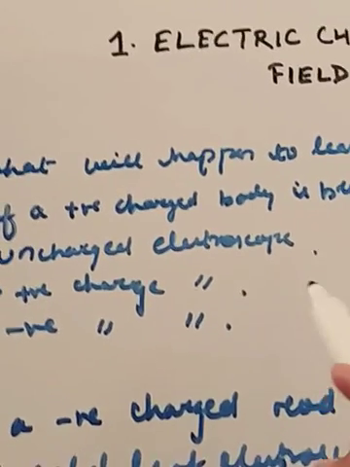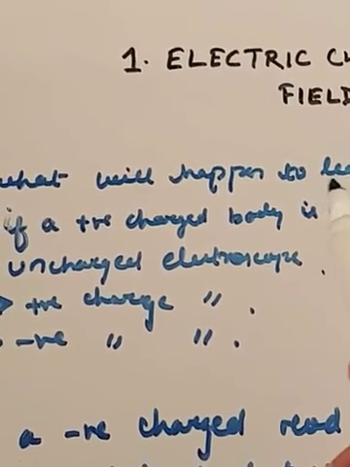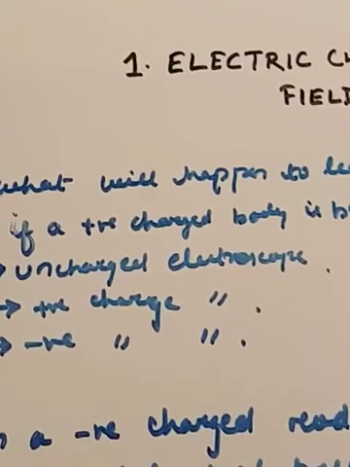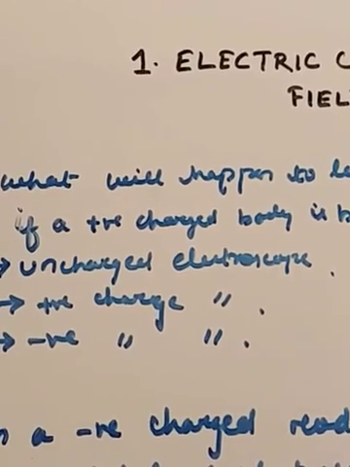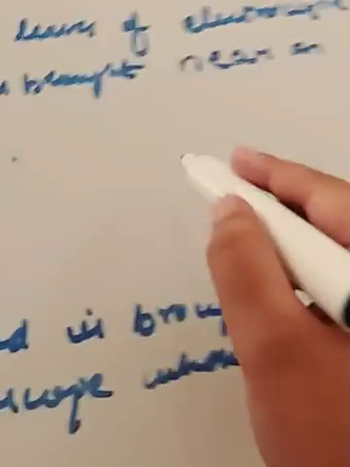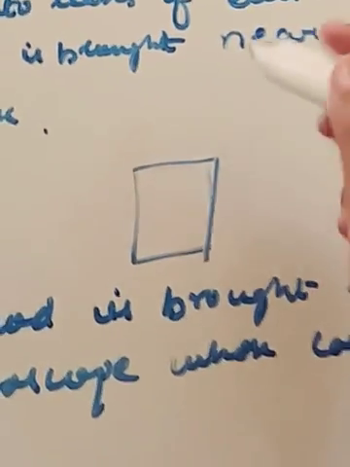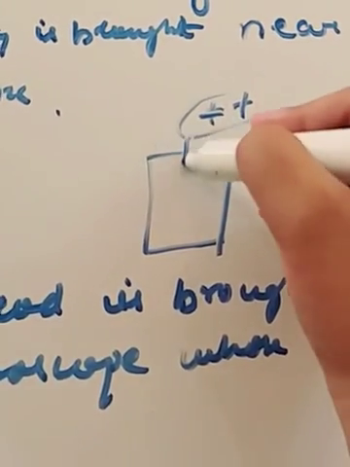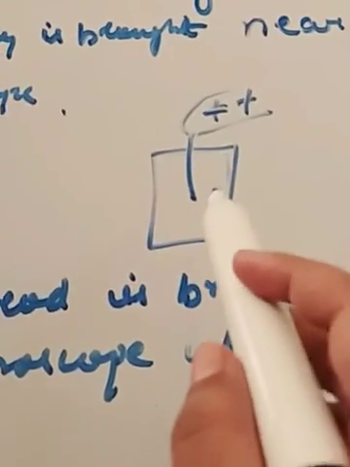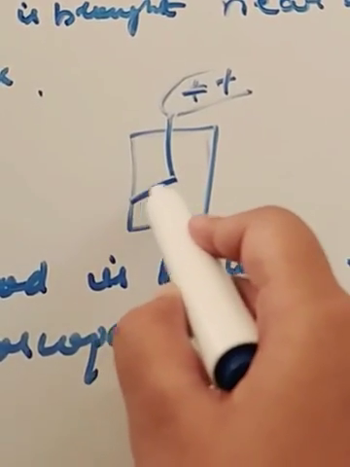Suppose the electroscope is uncharged, but a positively charged body is coming near the uncharged, neutral electroscope. So what will happen? Suppose this is the electroscope. A positively charged body is coming near it. The electroscope is uncharged, it is neutral, which means it has both positive and negative charge. The leaf will diverge.